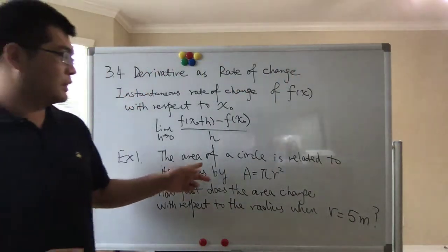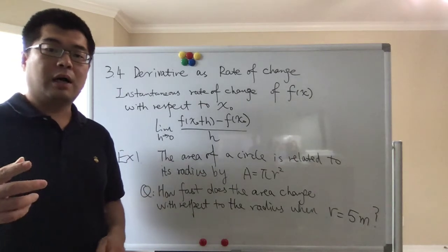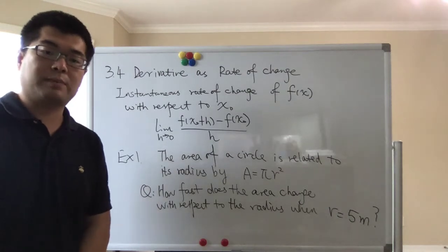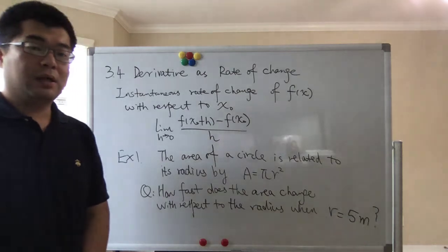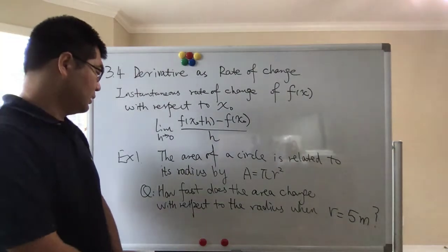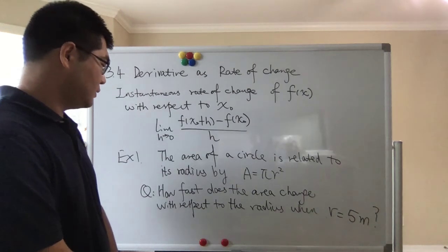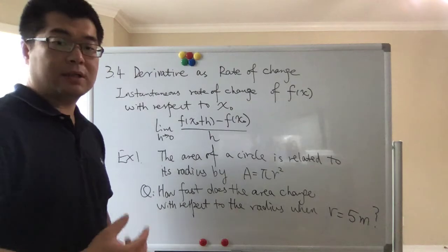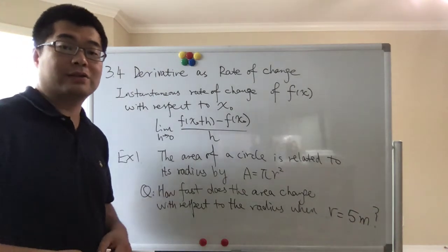Everybody knows that the area of a circle is related to its radius by this equation: area equals pi r squared, right? r stands for the radius. And here we have a question like this. How fast does the area change with respect to the radius when the radius equals 5 meters? Of course, it's a very large circle.